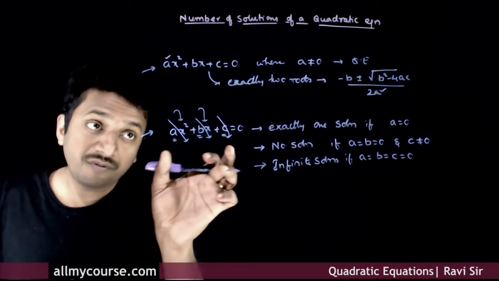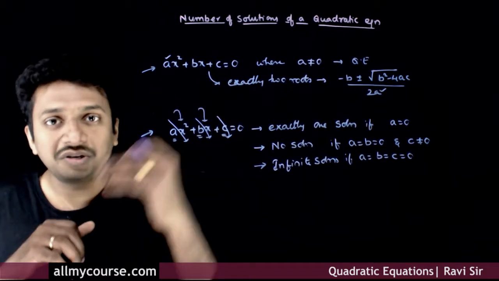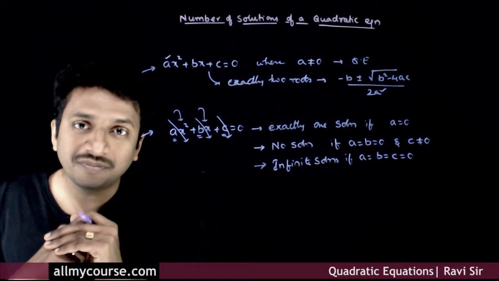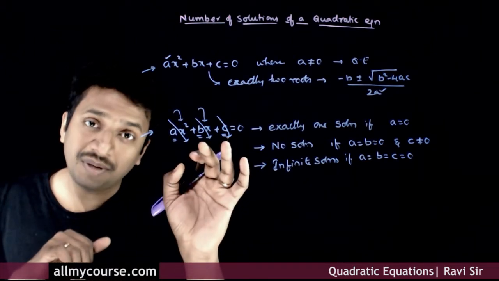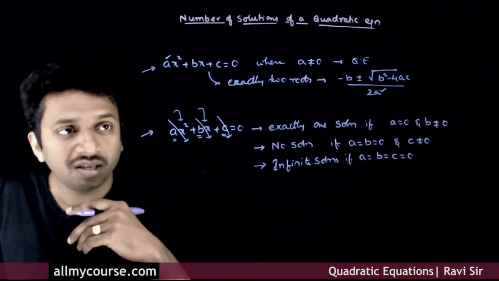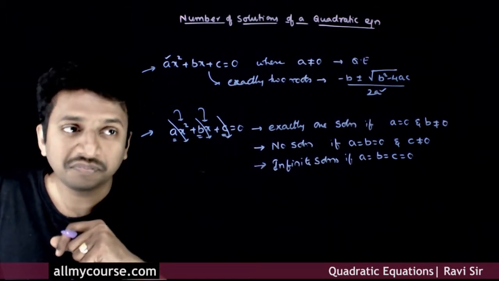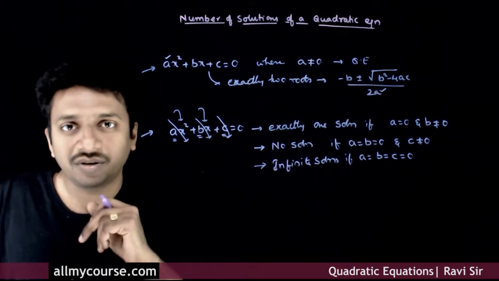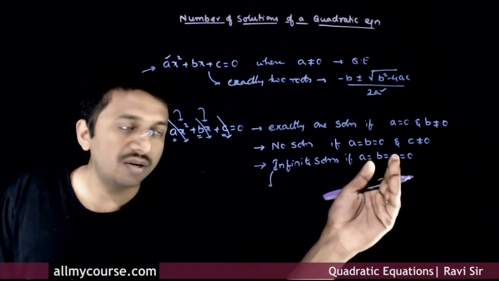So an equation of the form ax square plus bx plus c is equal to 0 can have 2 solutions if a is not equal to 0. One solution if a is equal to 0 and b is not equal to 0. Can have no solution if a and b are equal to 0 and c not equal to 0. Can have infinite number of solutions if all the coefficients are equal to 0, that is, if a is equal to b is equal to c is equal to 0.